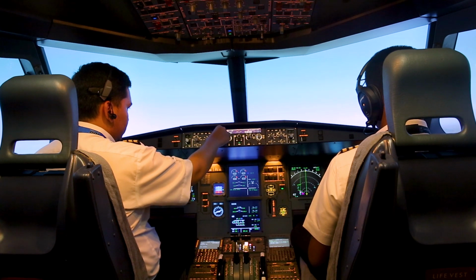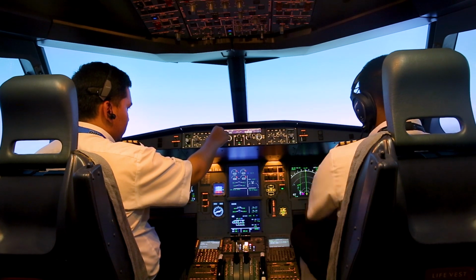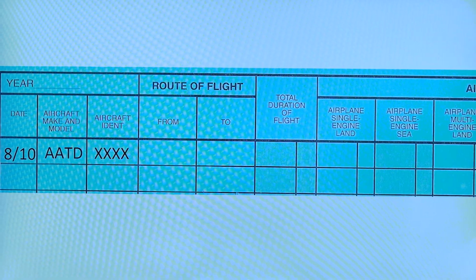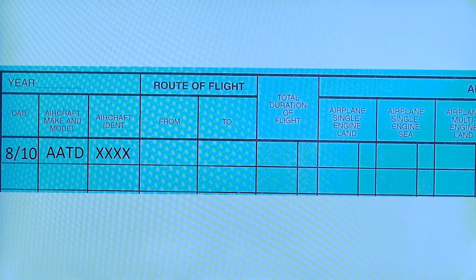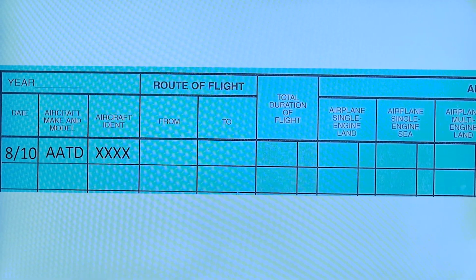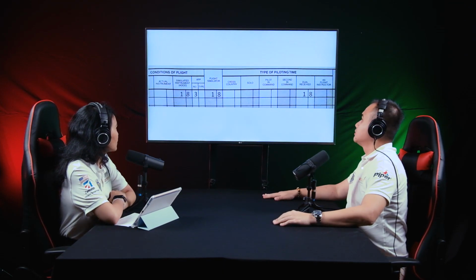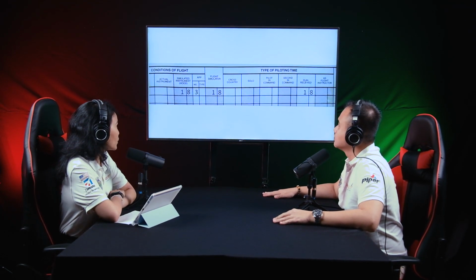The next one is a typical logbook entry that students or pilots put if they are flying in a simulator. Nice example. So this one, let's say the pilot is practicing in a simulator on the 10th of August. For aircraft make and model, we put AATD. Aircraft identification, you have to put the serial number of that simulator. And here is when it makes more sense.